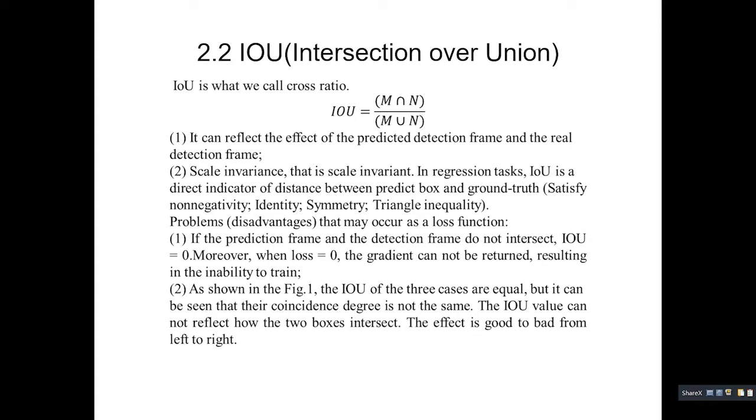2. As shown in figure 1, the IOU of the three cases are equal, but it can be seen that their coincidence degree is not the same. The IOU value cannot reflect how the two boxes intersect. The effect is good to bad from left to right.